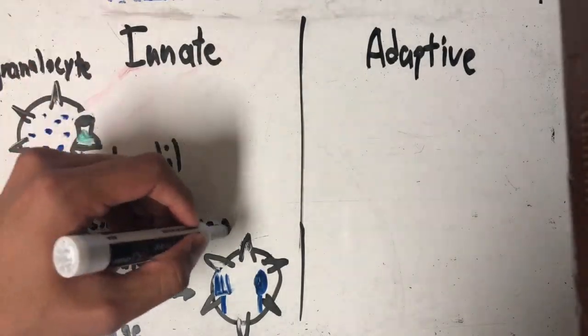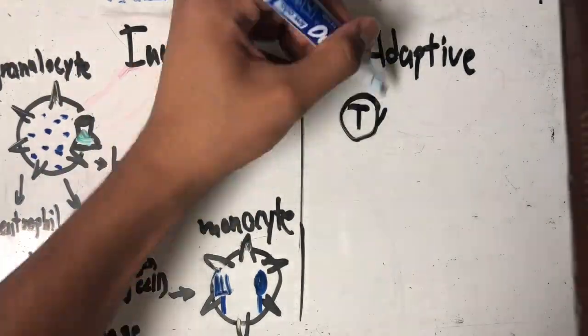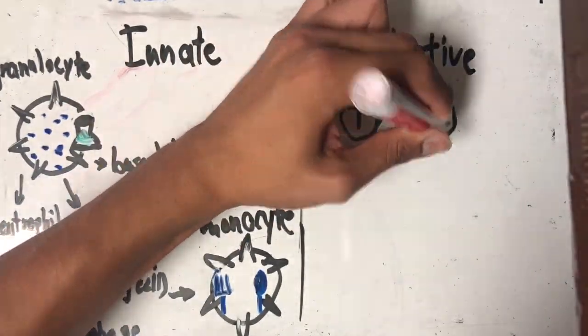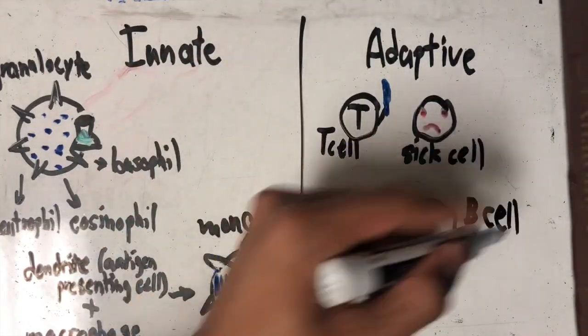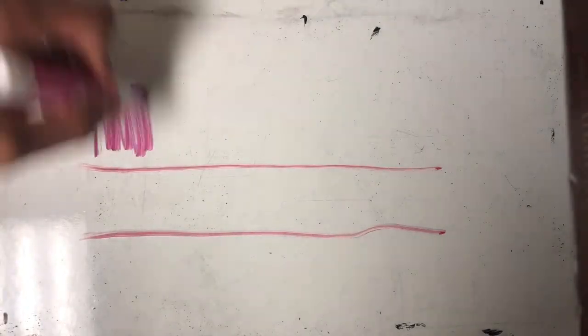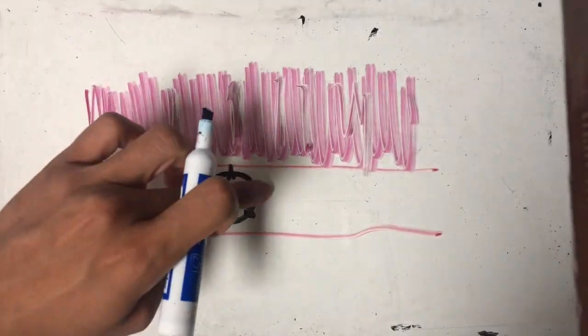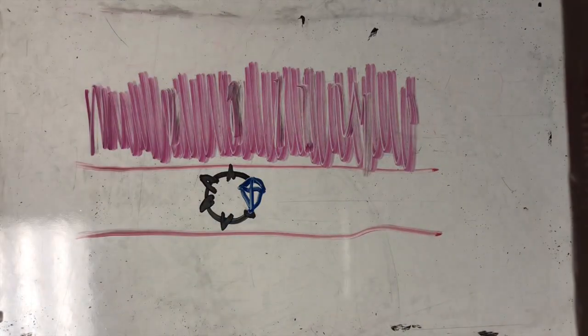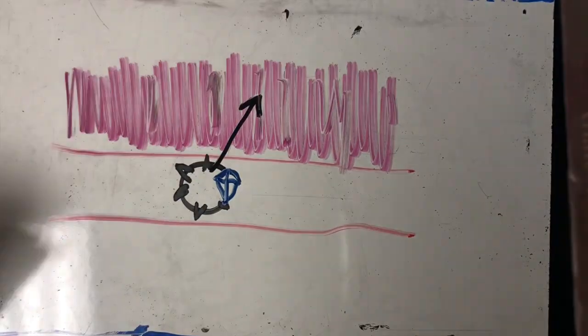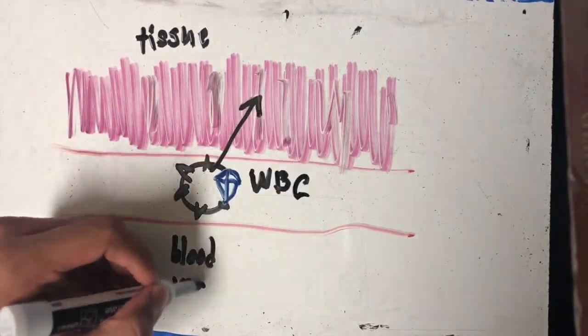The adaptive immune system consists mostly of T cells and B cells. 25 to 33% of circulating white blood cells are leukocytes. White blood cells protect your body from invaders. Diapedesis is the movement of white blood cells from the bloodstream into the surrounding tissues. The white blood cells move using a form of self-propulsion called amoeboid motion.